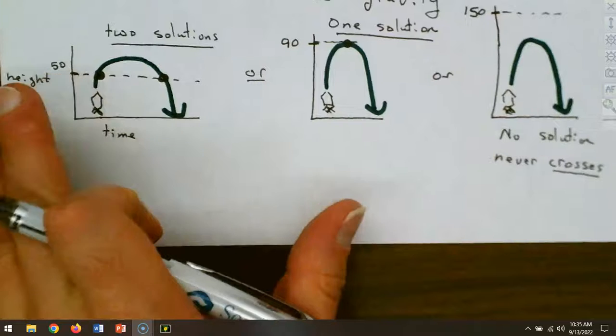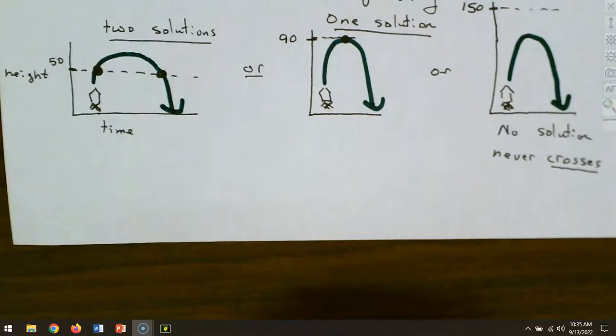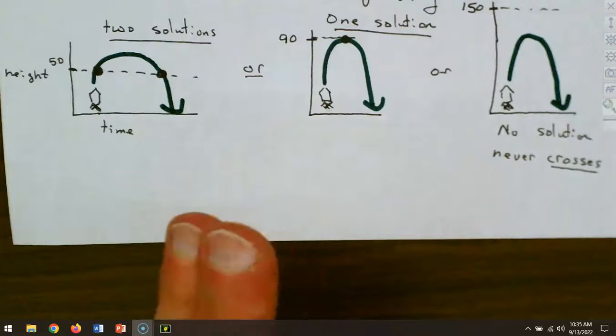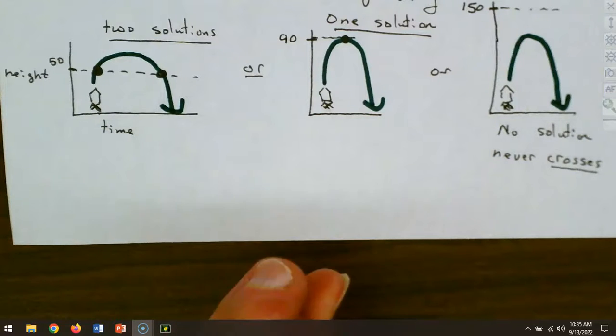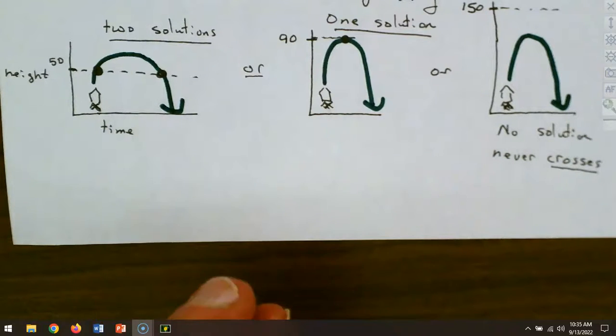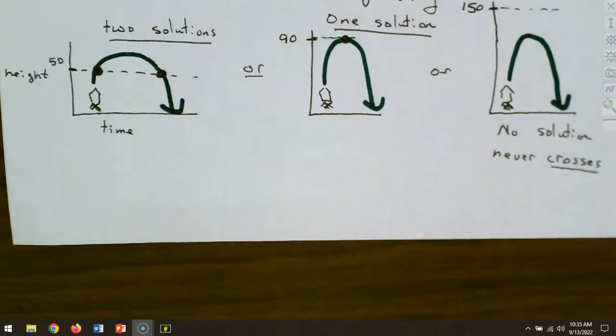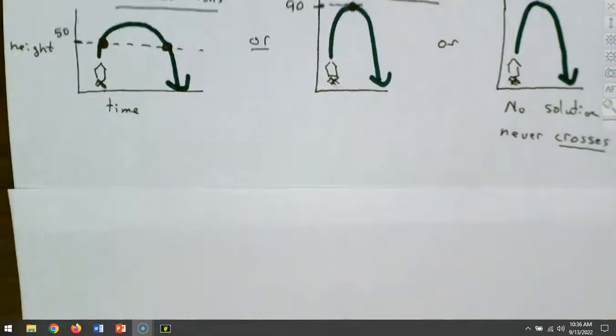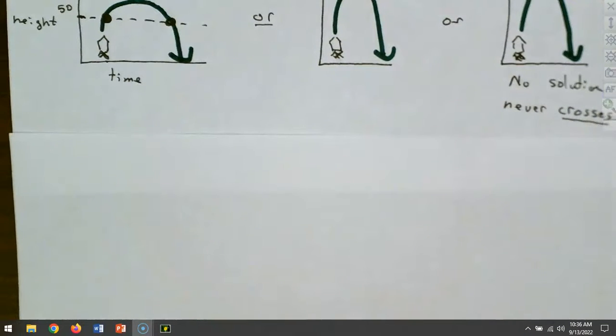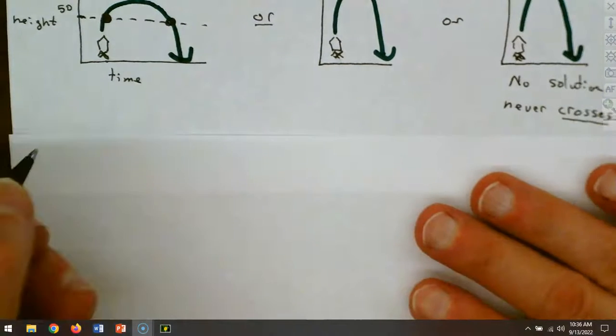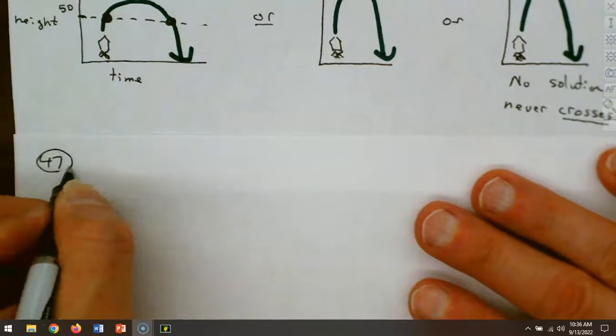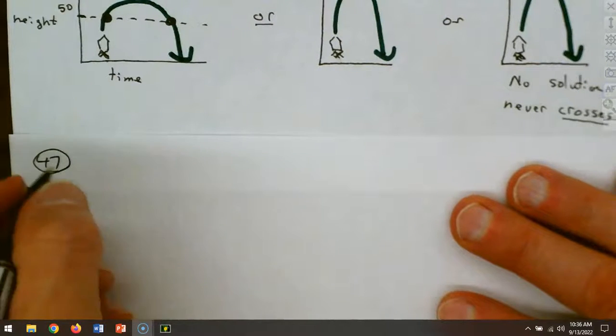So let's try to work out at least one of these. And let's look at question 47. We're going to do part A, and we're going to do part B. So we'll try to do them both. I think we have enough time to do both of these. These are going to require us to use the quadratic formula. Question 47.